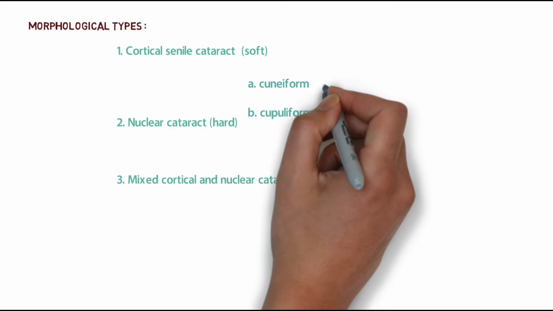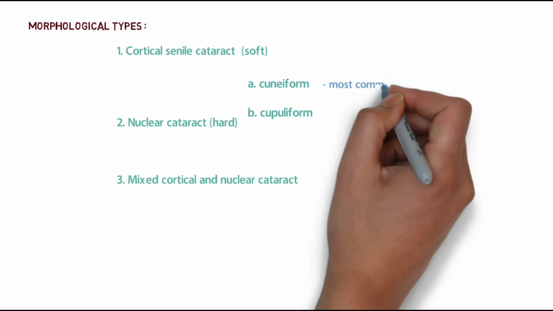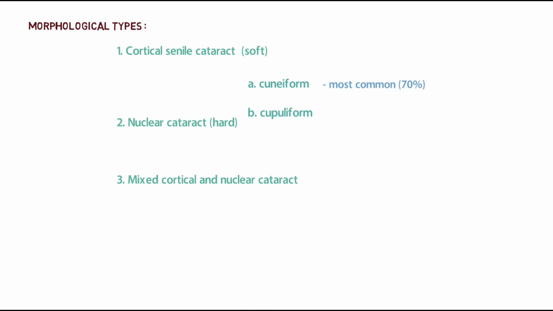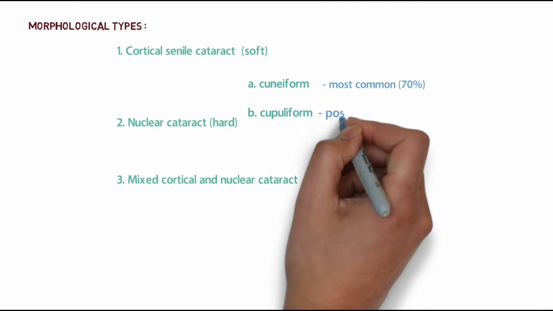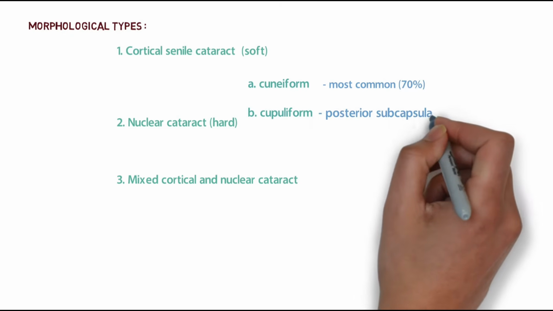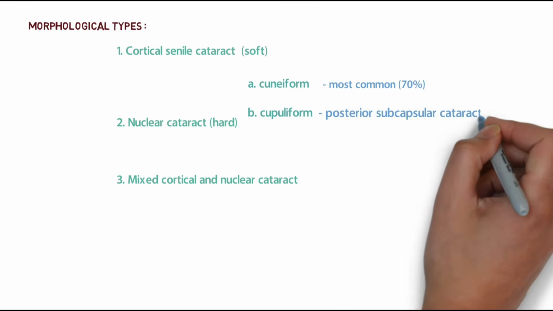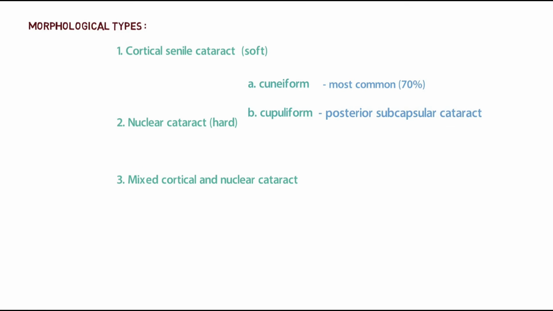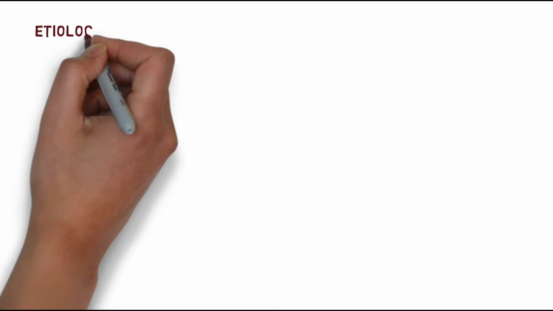Cuneiform is the most common type of cataract, occurring in 70%, while cupuliform is the posterior subcapsular cataract, because it occurs in the posterior subcapsule of the lens. Now moving toward the etiology of senile cataract.